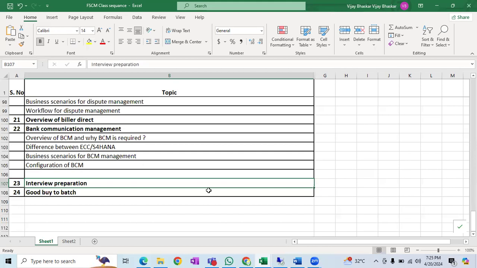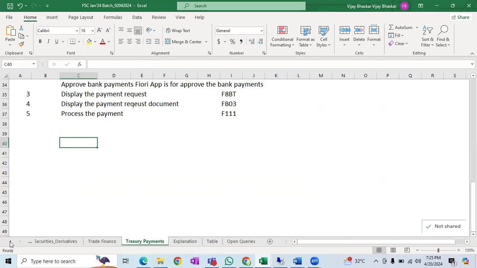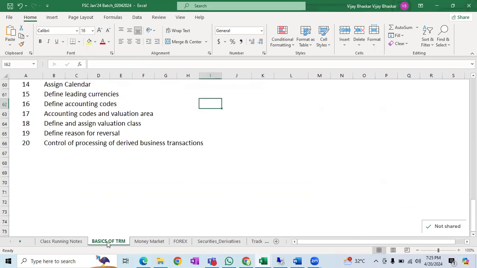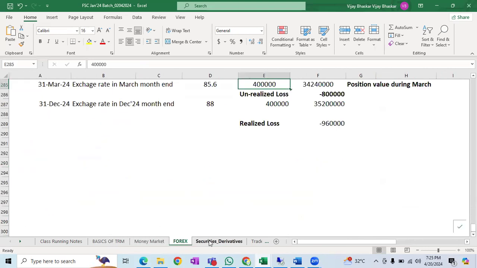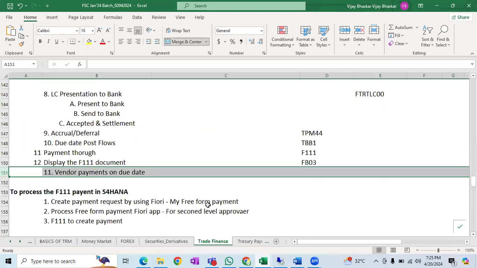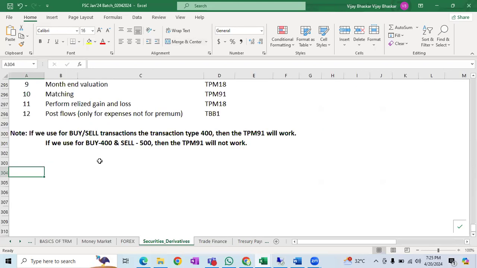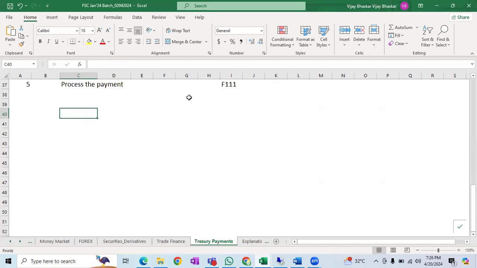Let us have a look at the current batch and where we are, and what topics I have completed as on date. Basic of treasury, and money market, which I have already completed successfully. Then foreign exchange has been completed. Securities and derivatives has been completed. Trade finance has been completed, because under securities and derivatives I also covered hedging. Then treasury payments, the current topic which is going on.